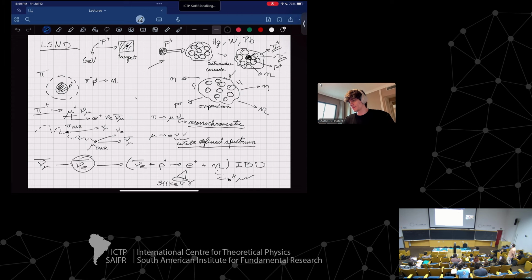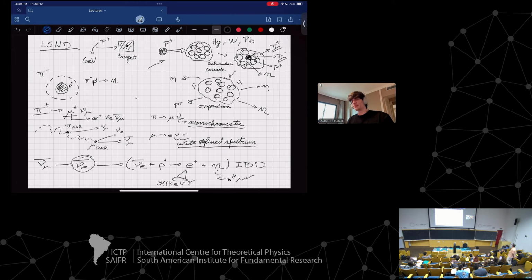I have a question about the intranuclear cascade that you mentioned before. How can we understand this proton bouncing inside the nuclei that you mentioned before in terms of the strong forces?